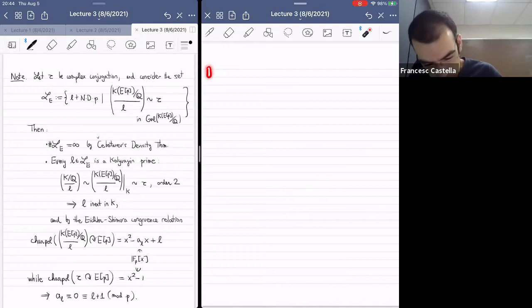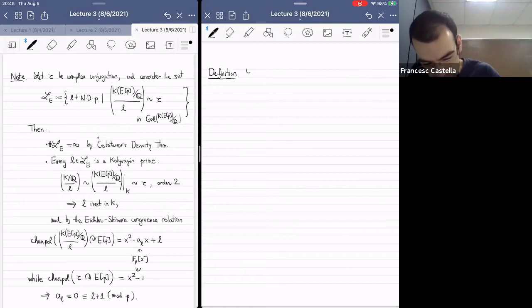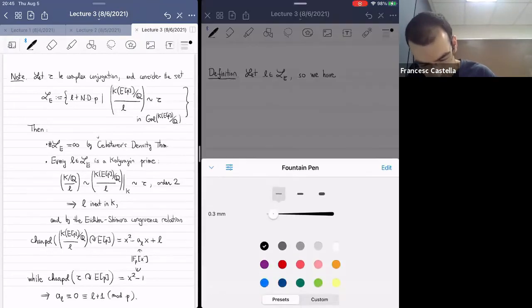All right, so now we can make the following definition. Now we introduce somehow the magic in Kolyvagin's argument, which is the idea of introducing what we now call Kolyvagin's derivative operators. It's a really ingenious idea. So let's take L to be a prime in this set L_E. We just checked any such prime is a Kolyvagin prime, so in particular, it's inert. That's because L is inert in K.